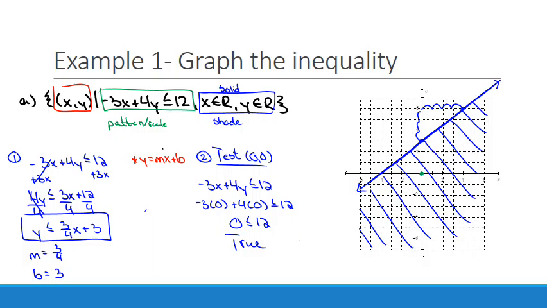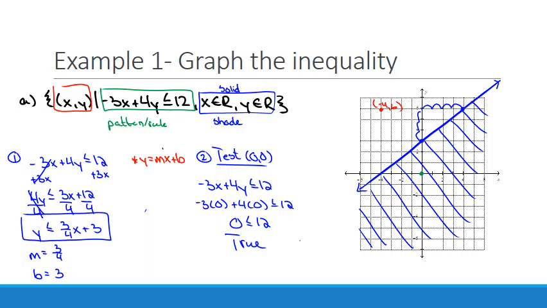Now, if that doesn't quite make sense, any point selected from that shaded area is going to result in a true statement when I plug it in, like my test point. If I was to take a point from the non-shaded area, for example, a point up here, so that is -4 and 6, if I plug that in, the result would be not true. So it might be something like 14 is less than or equal to 12. That's not true. All right, so that is how you graph an inequality.